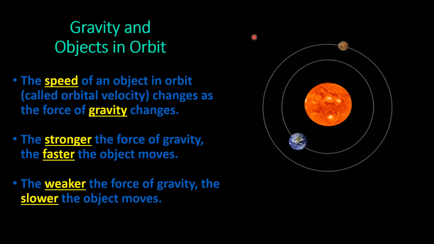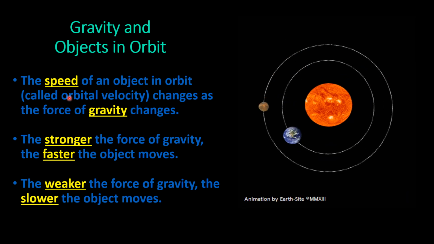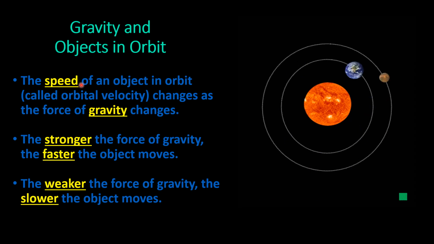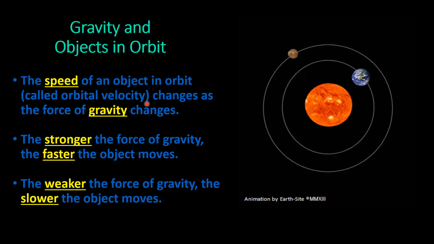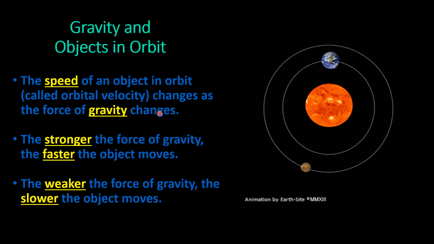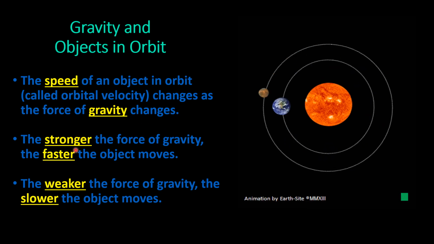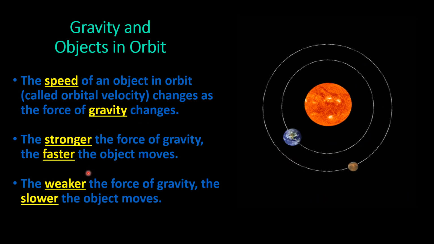So how does this relate to objects that are in orbit? It turns out the speed of an object in its orbit, which we call the orbital velocity, that's a good word to know, is just the velocity or speed that that object is orbiting. The speed of an object in orbit changes as the force of gravity changes. And basically, here's how it works. The stronger the force of gravity is, the faster the object will move. The weaker the force of gravity, the slower the object will move.